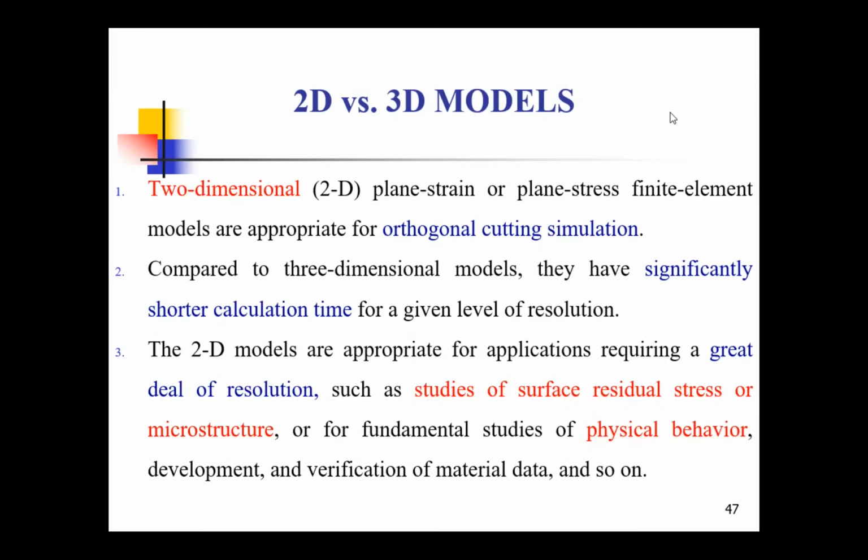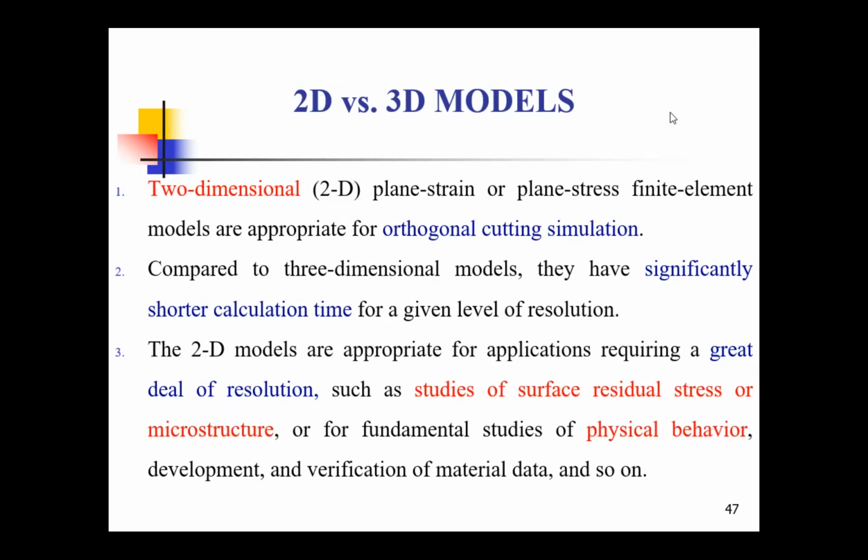But with these two-dimensional models, we can determine how a process behaves. We can interpret some knowledge or some outputs from the simulation studies. So surface residual stresses we can determine, the physical behavior of the tool, the physical behavior of the workpiece, and all these things we can calculate from these two-dimensional models. These models are appropriate for applications that require a greater degree of resolution, such as surface residual stress or microstructure areas that we are going to study.